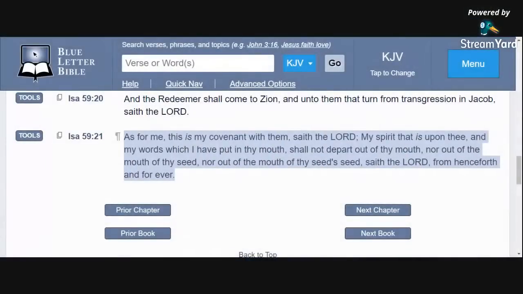Let's read it again. Isaiah chapter 59, verse 21. As for me, this is my covenant with them, saith the Lord. My spirit that is upon thee, and my words which I have put in thy mouth shall not depart out of thy mouth, nor out of the mouth of thy seed, saith the Lord, from henceforth and forever. Which means what? Jacob is going to be the one out there preaching the gospel.